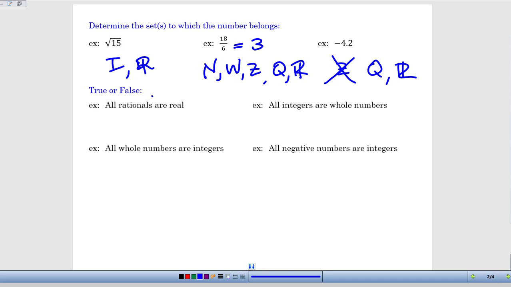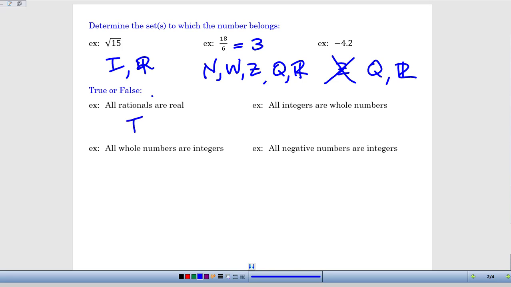Same thing for the next set of examples. It may be worth it for you to spend some time thinking about these before continuing forward with the video, but I'll go ahead and get started. All rationals are real. We want to evaluate if that statement's true or false. Well, since all the numbers we're working with are real, that is indeed a true statement.